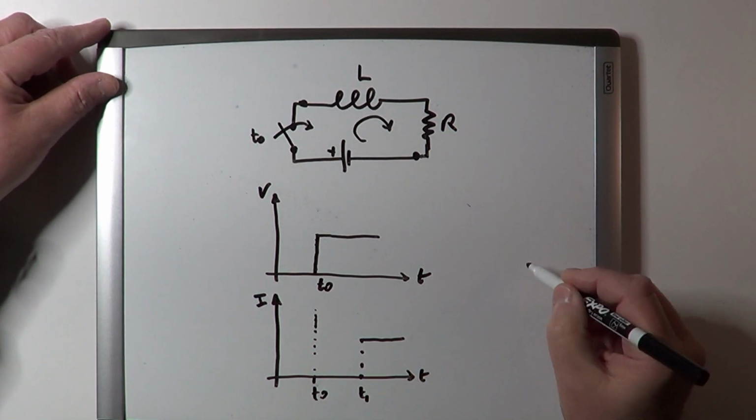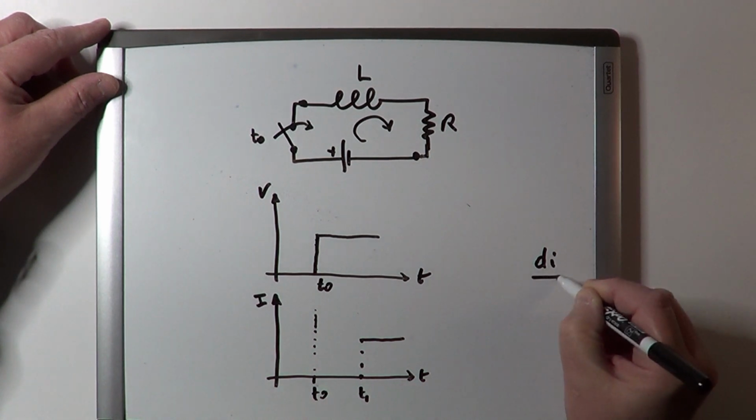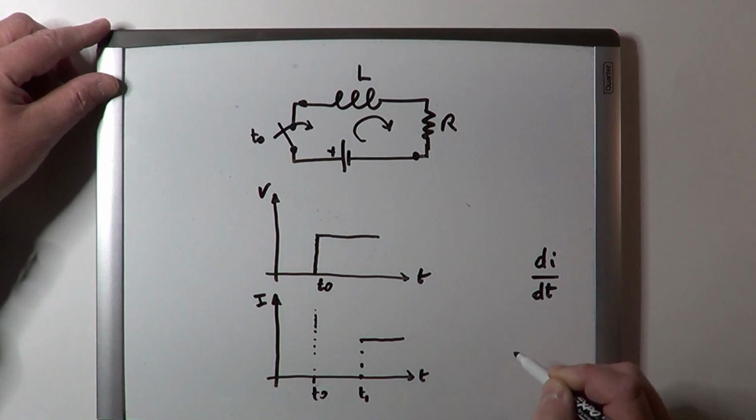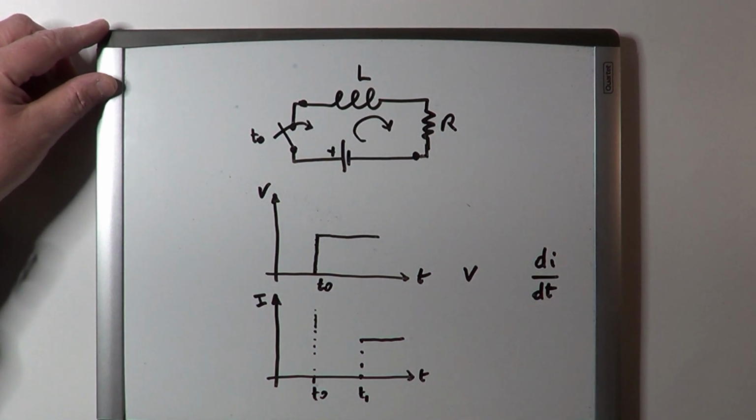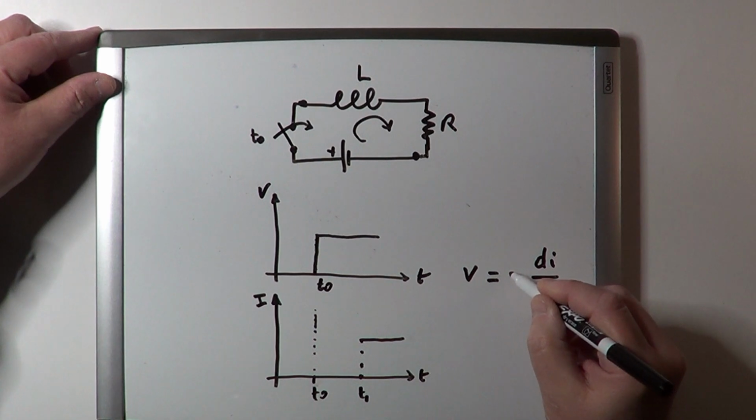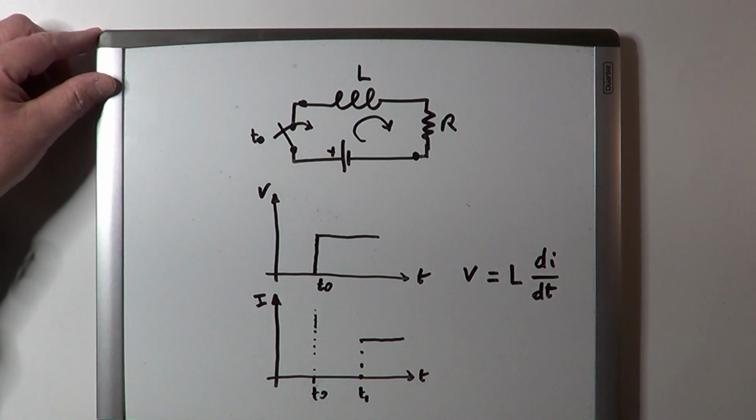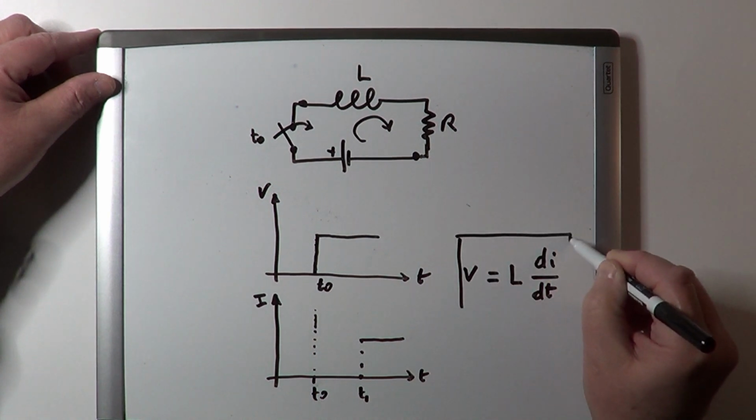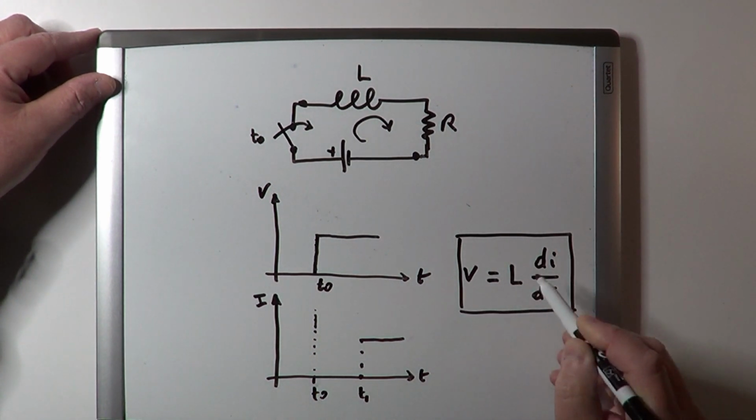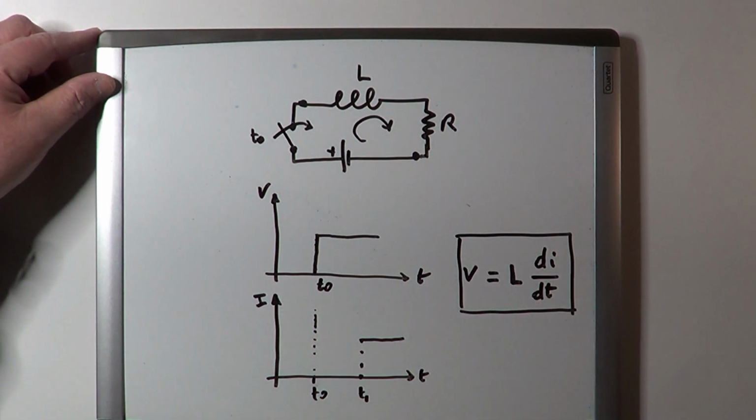The ratio between the change in current and the time in which that happened is proportional to the voltage applied to the circuit. And the proportional constant is called inductance, which we indicate with the letter L. So this is the formula that allows us to eventually calculate the inductance L of an inductor.